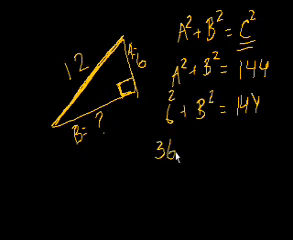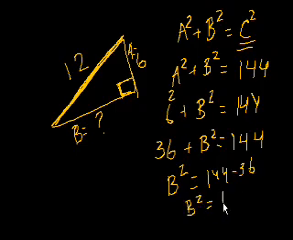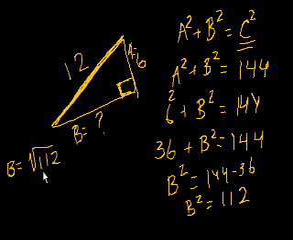So we get 36 plus B squared is equal to 144. B squared is equal to 144 minus 36. B squared is equal to 108. Now we've got to simplify the square root of 108, and what we did in those radical modules is probably helpful here. But let's see, B is equal to the square root of 108. Let's think about it. How many times does 4 go into 108? 4 goes into 12 3 times, so it'll go into it 27 times.